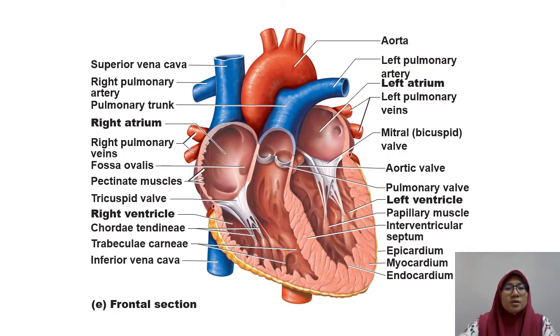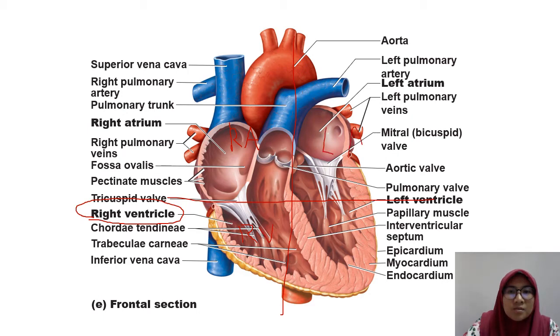Again. Abaikan yang banyak-banyak tulisan ni. Saya cuma nak bagi tahu ada 4 chambers. Again, kita bahagi kepada 4. Right atrium. This is right atrium. Right ventricle. Ni right ventricle. Left atrium. And left ventricle.